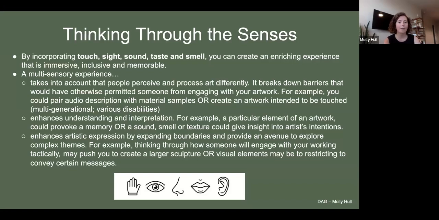Or visual elements may be restricted to convey certain elements. So if you want to provoke a memory of home, maybe you include the clean laundry scent, or you want to provoke the smell after it rains. So think through how you want to convey those messages, and which senses you may want to touch upon in order to convey that message.